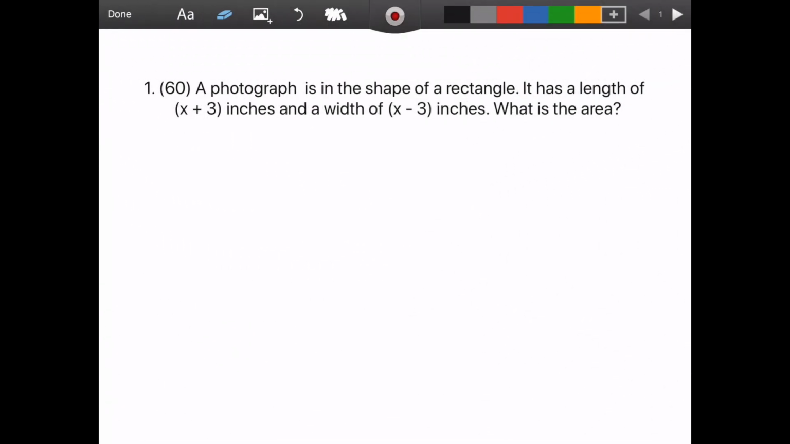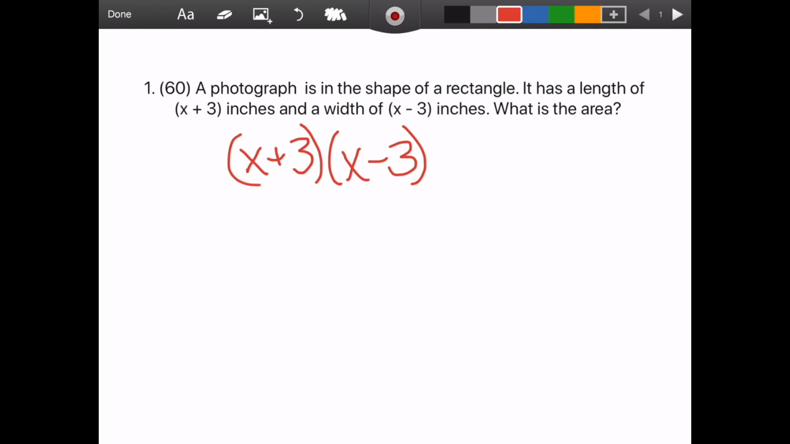Saxon Algebra Test 12. Number 1 is from Lesson 60, and it says a photograph is in the shape of a rectangle. It has a length of x plus 3 inches and a width of x minus 3 inches. What is the area? So we know that to find the area, we need to multiply the length times the width. So we have x plus 3 times x minus 3.